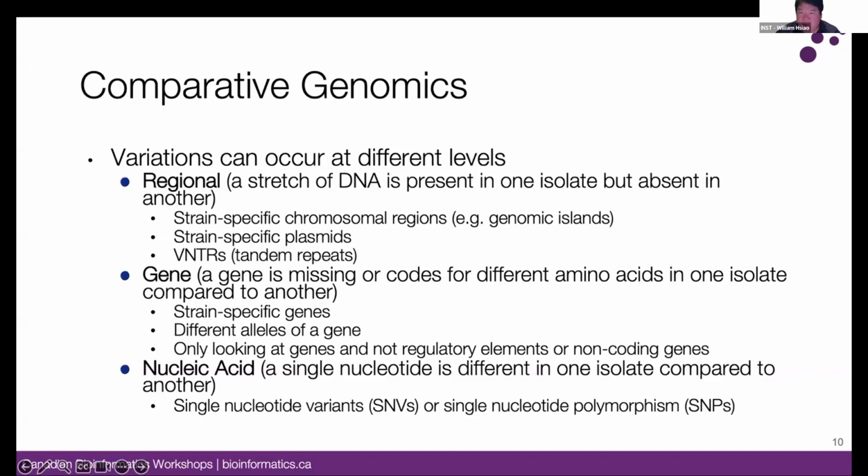The gene level variations will be genes that are missing or coding for different amino acids in one isolate compared to another. So these are so-called strain-specific genes. They're different alleles of a gene, but we are only looking at genes and not the regulatory elements and the non-coding genes. Nucleic acid level variations can be as small as a single nucleotide difference in one isolate compared to another, and these are commonly referred to as single nucleotide variants or single nucleotide polymorphisms.